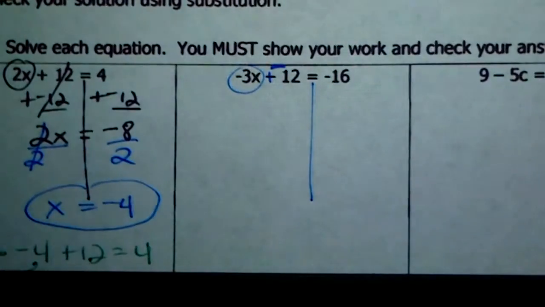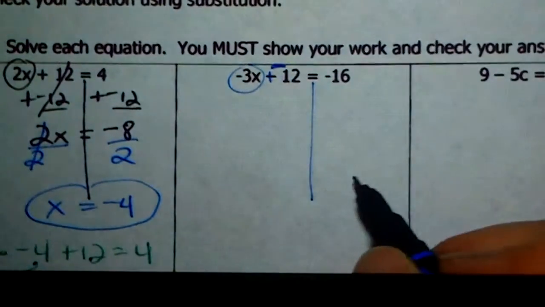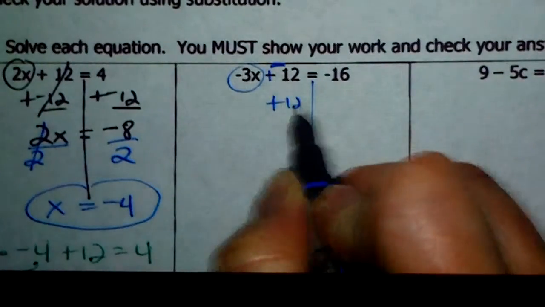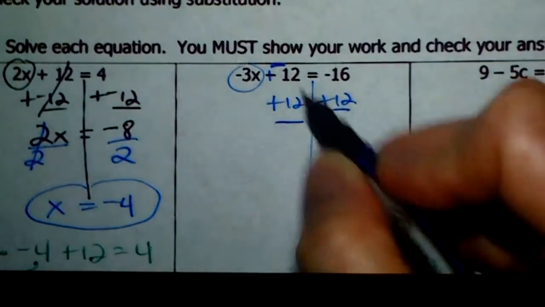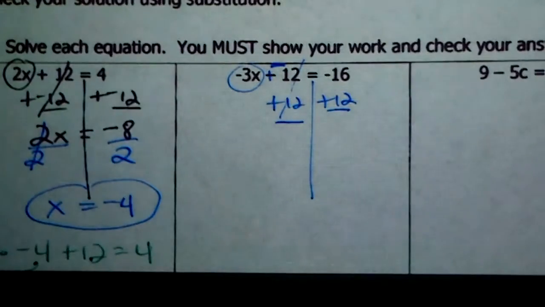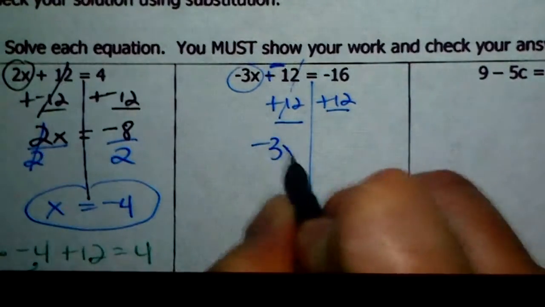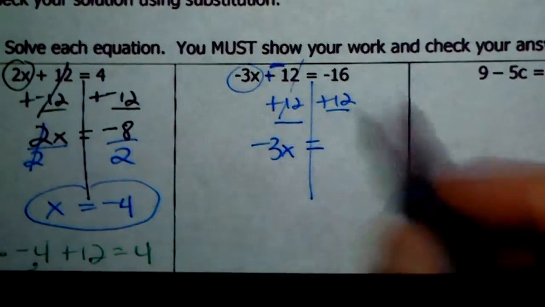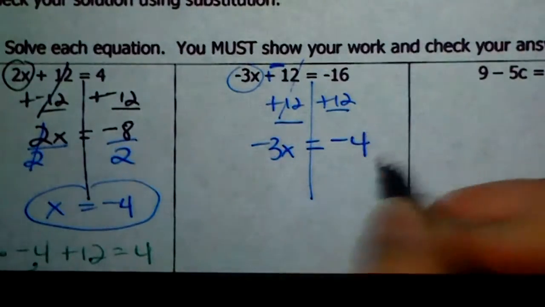Negative 3x is my variable term. I want that by itself first. That means I need to get rid of this negative 12 that's being added. I'm going to add a positive 12 because that cancels out a negative 12 when it's being added. It's true. Negative 3x is left. Negative 16 plus 12 is negative 4.